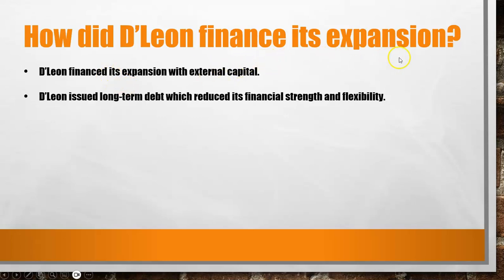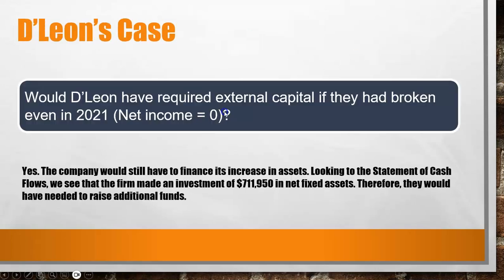How did DeLeon finance expansion? It borrowed. We saw that from the very beginning. It borrowed long term and short term. Would DeLeon have required external capital if they had broken even in 2020? Yes. They invested $712,000 in fixed assets. They would not have made enough money to cover that.